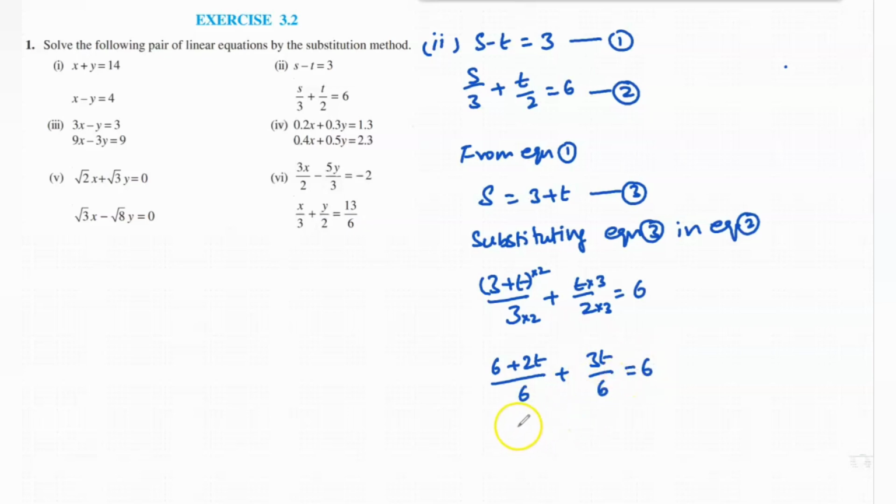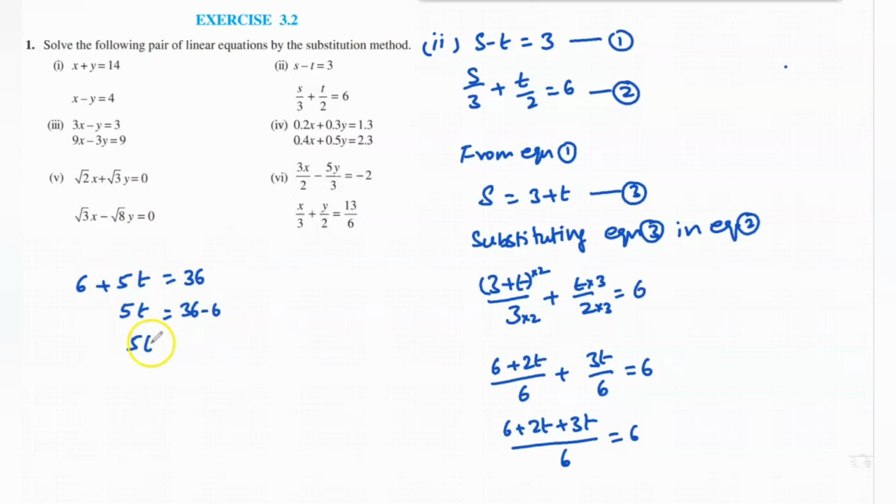So taking the common denominator, 6 plus 2t plus 3t by 6 is equal to 6. Sending 6 to the other side, 6 plus 2t plus 3t is 5t, by 6. I will send that side, I will get 36, 6 times 6. Now we can write 5t is equal to 36 minus 6, which is 30. So 5t is equal to 30 and t is equal to 30 by 5, which is 6. So t is equal to 6 we got.